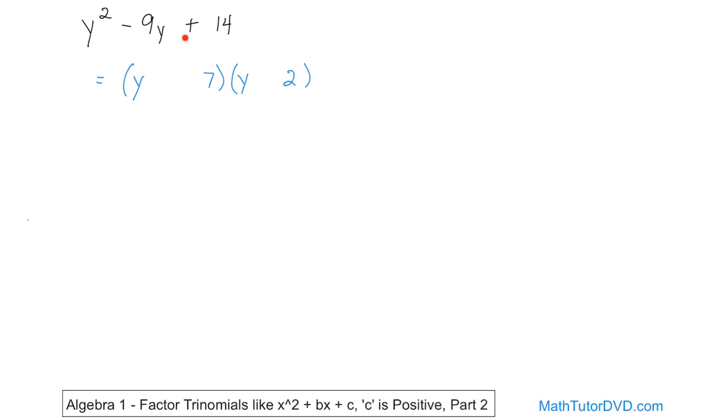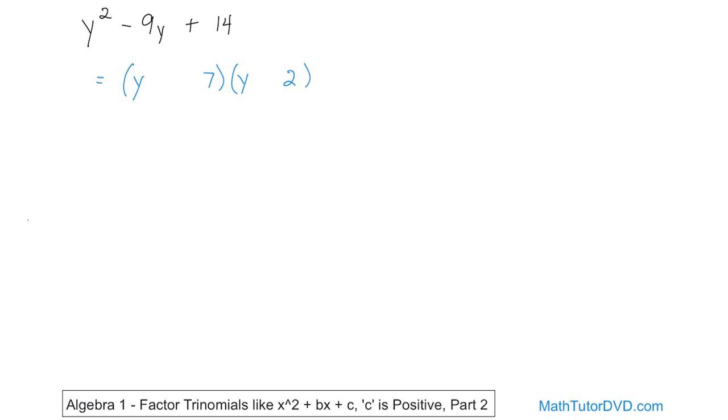Now I need a positive 14 over here at the end. So I need to either put a positive times a positive, because that'd be positive 7 times positive 2, giving me positive 14. But I can't do that, because if I put a positive here and a positive here, the interior terms will give me positive 7y and positive 2y. I add them together in the end, and I'm going to get positive 9y, but I don't have a positive 9y. I have a negative 9y.